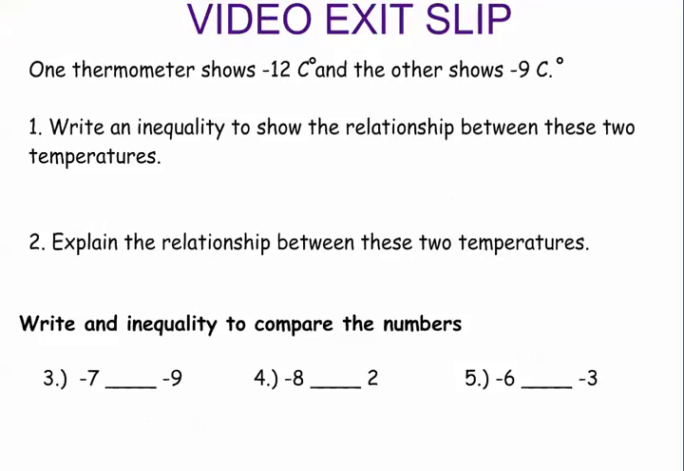All right, so next part, here's your exit slip. You have 5 questions. You've got 2 about temperature, and then 3, 4, and 5, you're just going to write an inequality. Please write down the number for number 3, 4, and 5 with the inequality. Do both, okay? All right, I hope you understand this lesson.